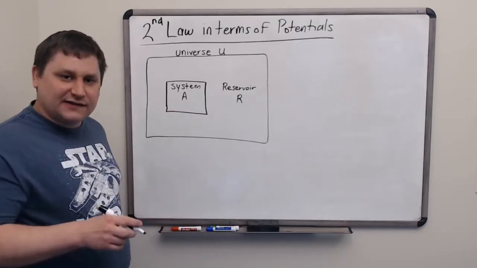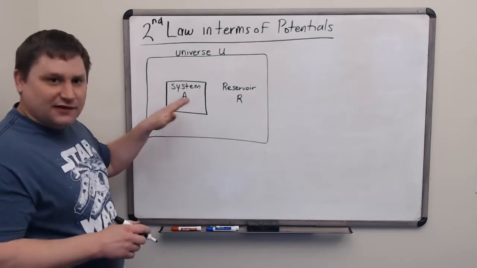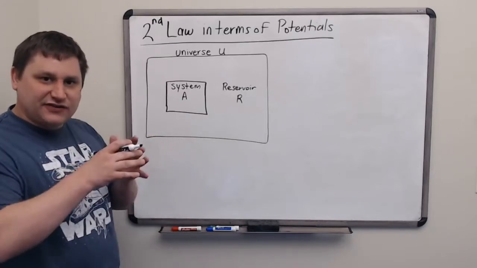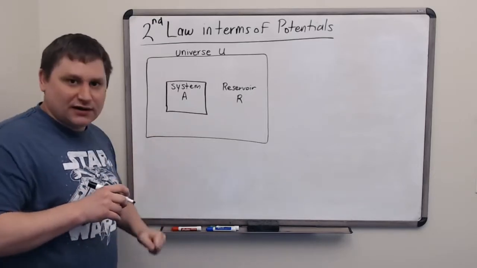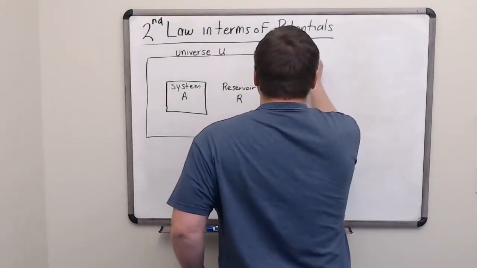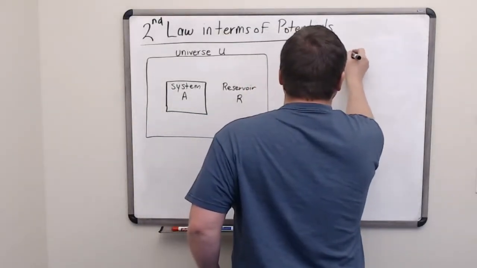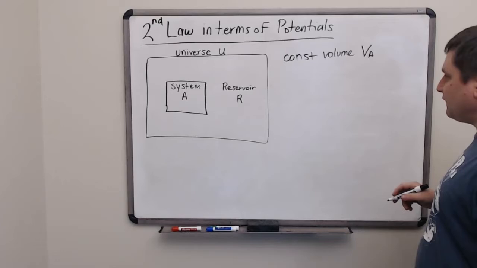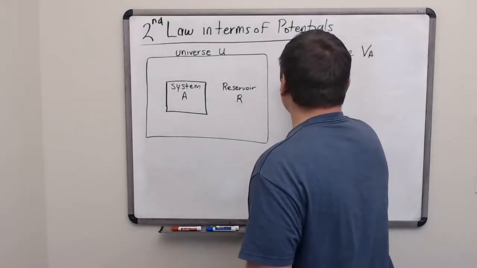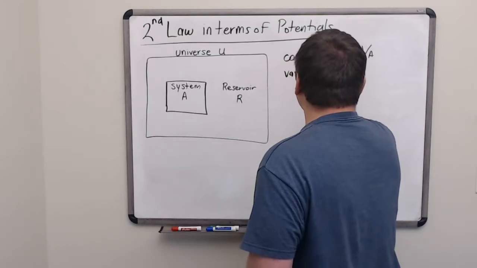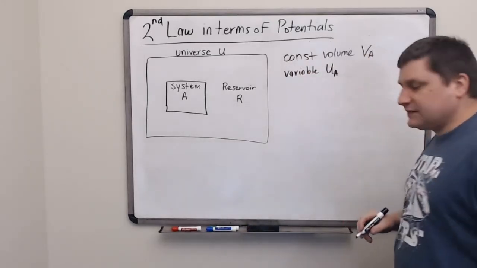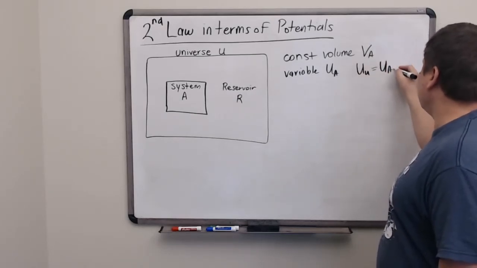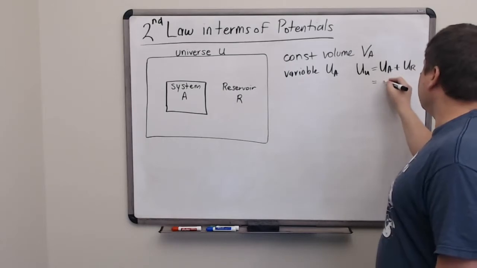First, let's consider a scenario where the system is of fixed volume. It's a rigid container, but that container can exchange some energy with the outside reservoir. So we'll say that the system has a constant volume VA, but the system also has a variable energy. However, the energy of the universe, which is a sum of the system and the reservoir, is a constant.